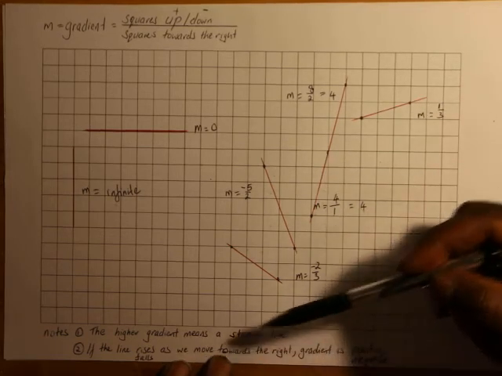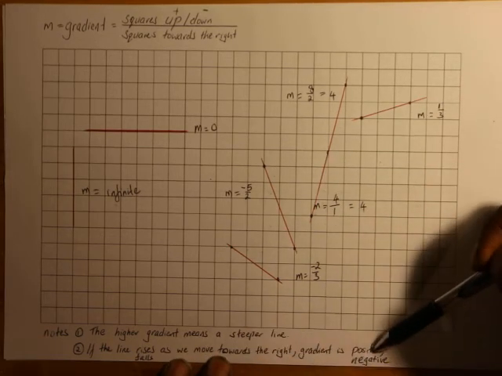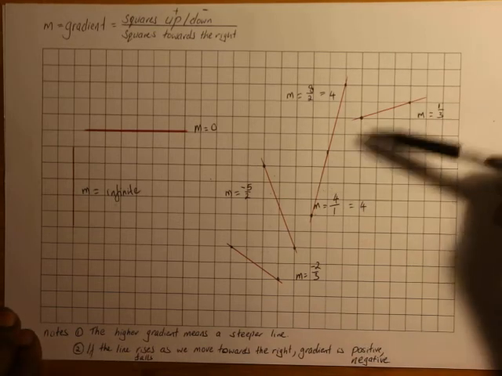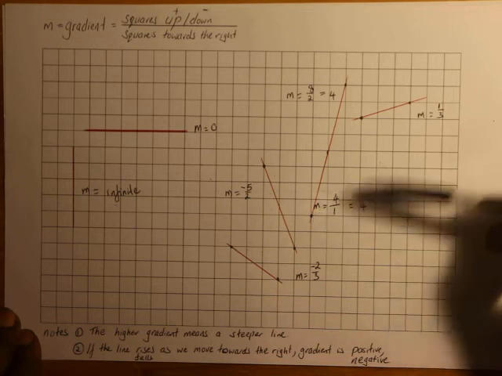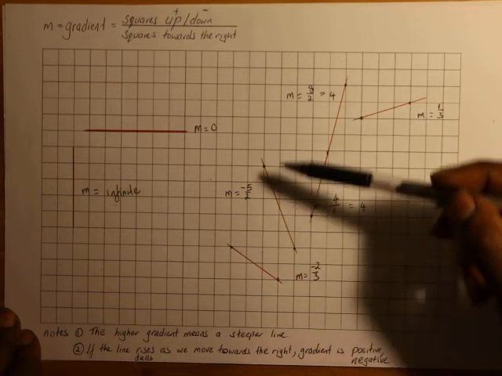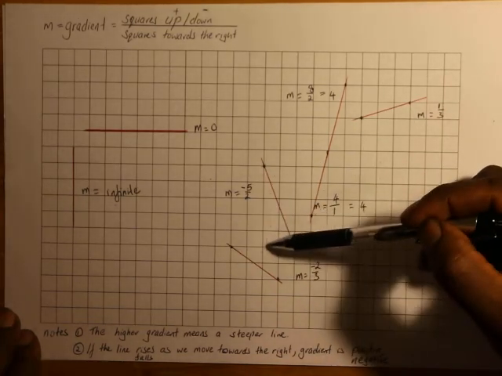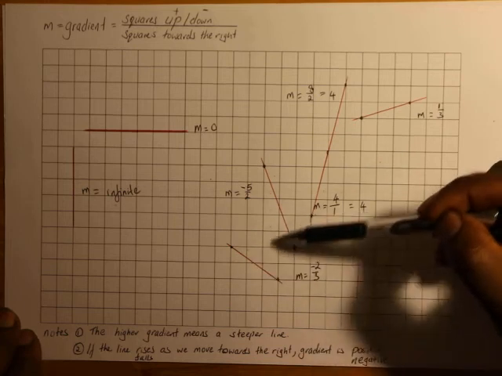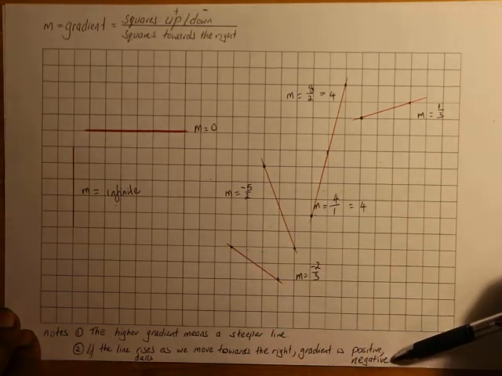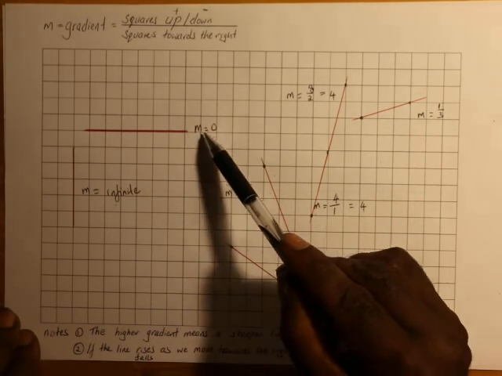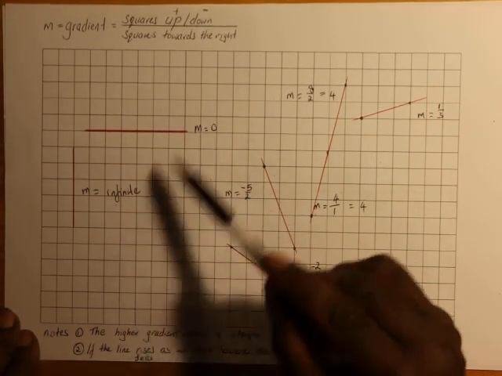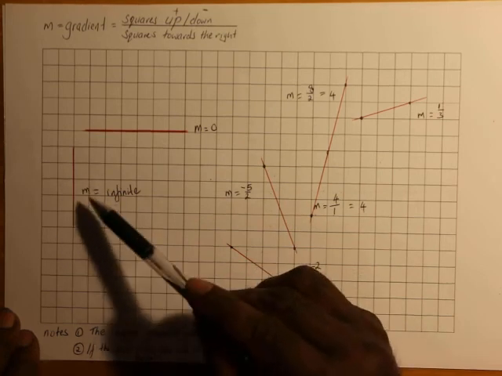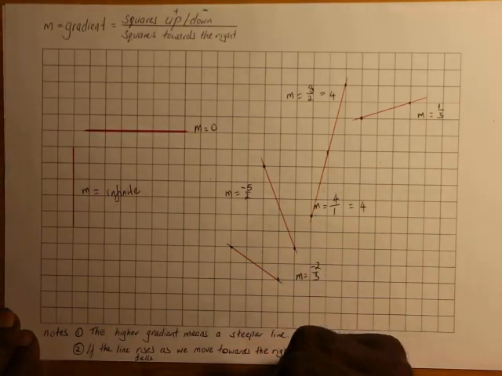If the line rises as we move to the right, the gradient is positive. So these two have got positive gradients. As we move from left to right, the line went up. These two here, on the other hand, as we move from left to right, they went down, so the gradient is negative. If we see a horizontal line, write the gradient as 0. If we see a vertical line, the gradient is infinite or undefined.